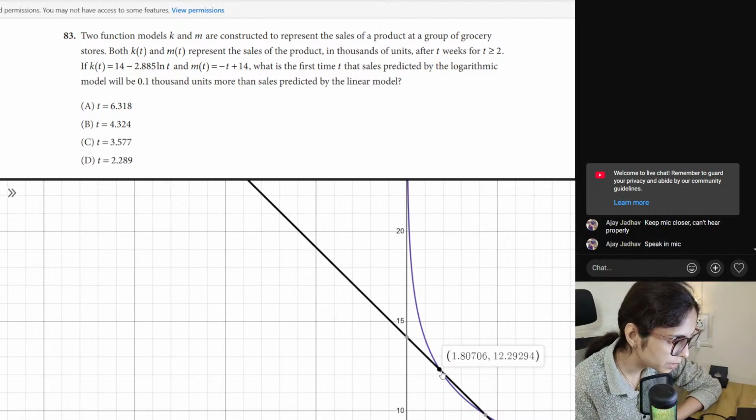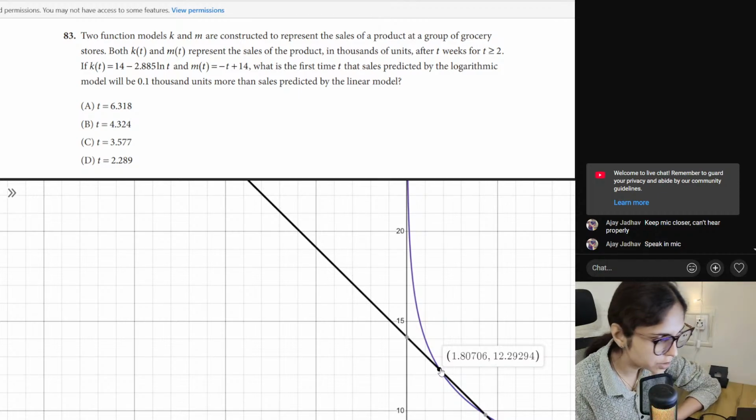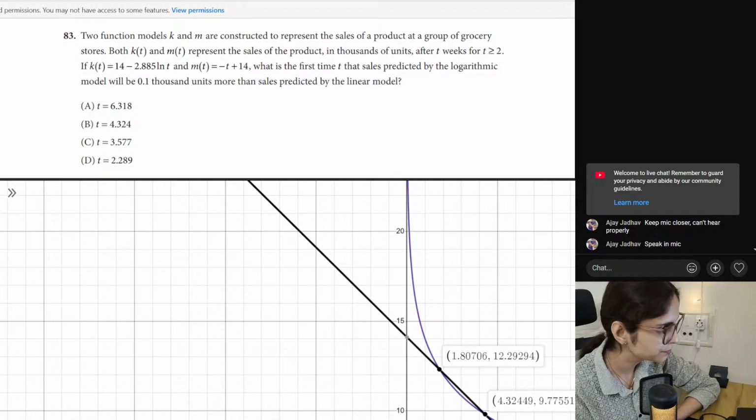It is 1.80, but we have seen that t has to be greater than or equal to 2. So it's over here, 4.3244. So the answer is 4.324, option B. 1.8 is not acceptable. Why? Because it's given in the question that t has to be greater than or equal to 2. So 4.324 is your answer.